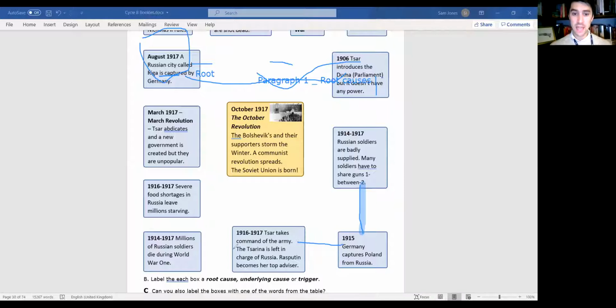Now, it doesn't get any better for the Tsar after the war. Perhaps when he took over, if the battles had started to go better, people might have come onto the Tsar's side. But unfortunately, that doesn't happen. Millions of soldiers continue to die after 1916. And because all of that food is being directed to the soldiers on the front, there are severe food shortages in Russia. Millions are starving and millions of soldiers are dying.